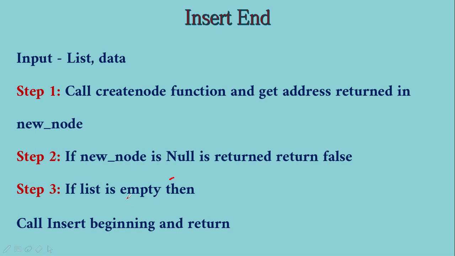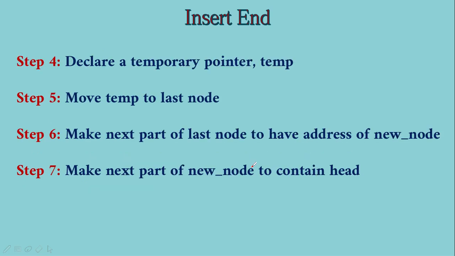Step number 3 checks if the list is empty. If the list is empty, then you have to call insert beginning and return whatever the insert beginning function returns. And this is the general case when we are going to have a few nodes in the circular linked list. You declare a temporary pointer, make it point to the first node, and then you move temp to the last node, right? And make the next part of the last node have the address of the new node, and make the next part of the new node contain the head. These are all the steps that we have to follow.